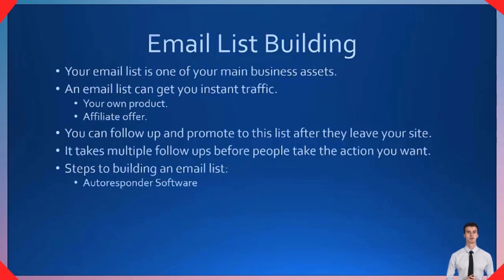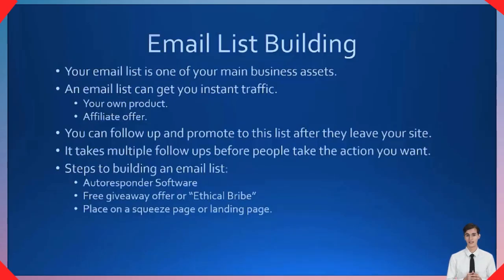So here are the steps to building that email list. You need autoresponder software, and a free giveaway offer or ethical bribe. You want to place that on a squeeze page or landing page, and we'll go over each of these steps in more detail. And then you want to send traffic to that squeeze page, either through videos, articles, social media, or paid traffic.